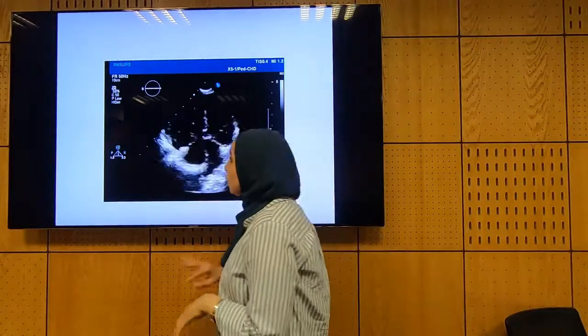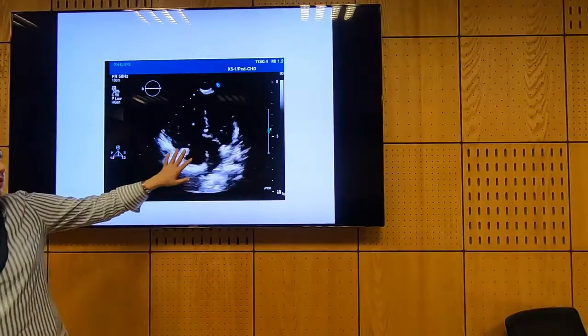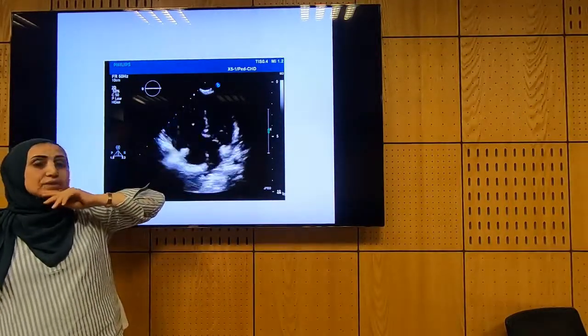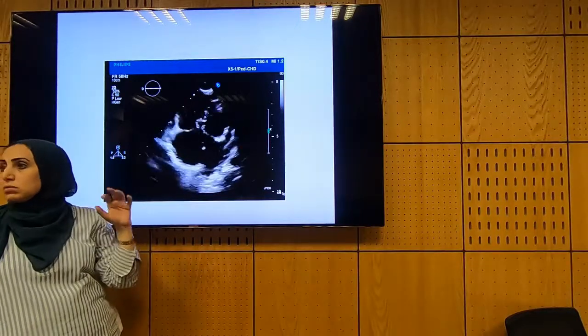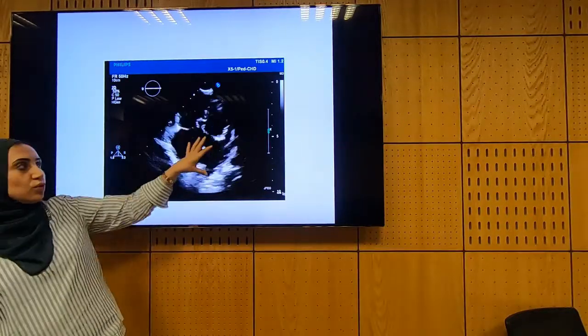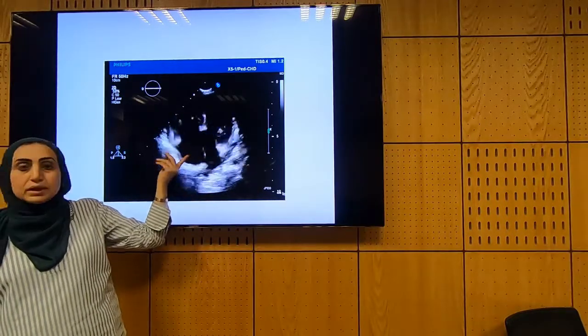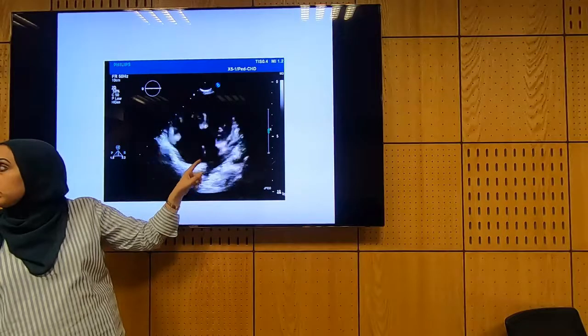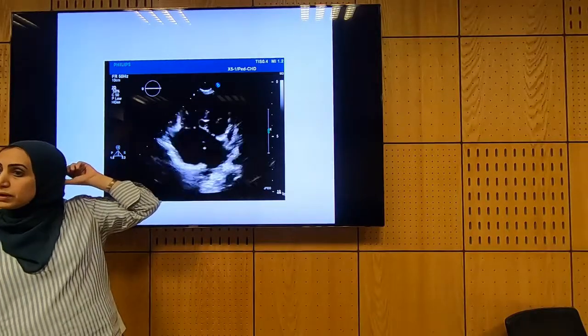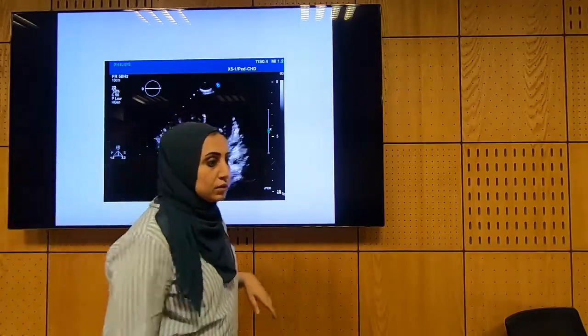So this is apical 4. So we have here the atria, and we have here the ventricles. Do we see any defect in that? It is an ASD lesson, so we will focus on that part. So we have here the left atrium, we have the right atrium, and we have here the interatrial septum, and we have a defect. How do you describe this defect? ASD primum.